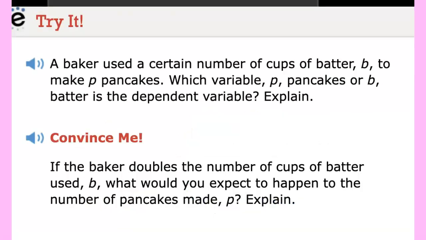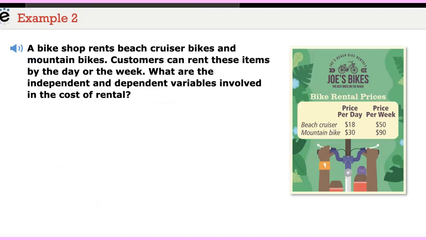Now you know. We could try this question, right? A baker used a certain number of cups of butter, B, to make P pancakes. Which variable, P pancakes or B butter, is the dependent variable? You could try to explain and we'll discuss. But then, if the baker doubles the number of cups of butter used, what would you expect to happen to the number of pancakes? All right, here we go.